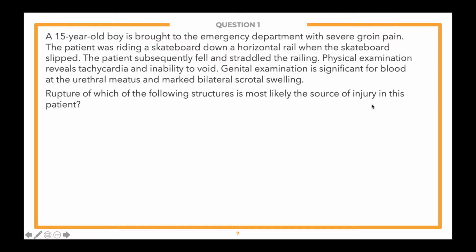Rupture of which of the following structures is most likely the source of injury in this patient?